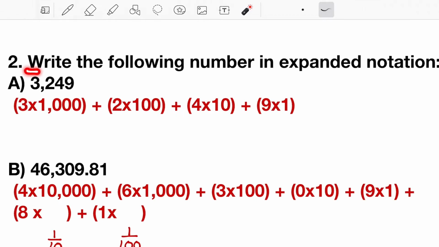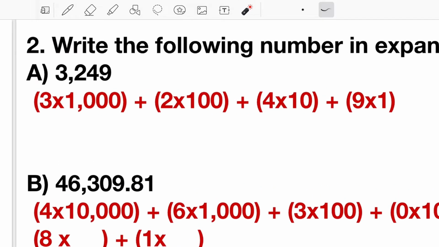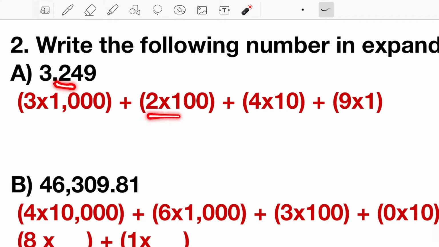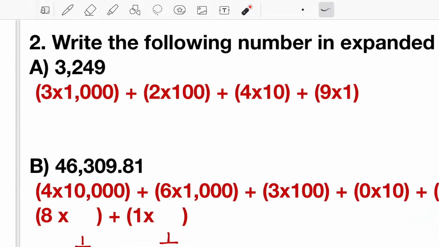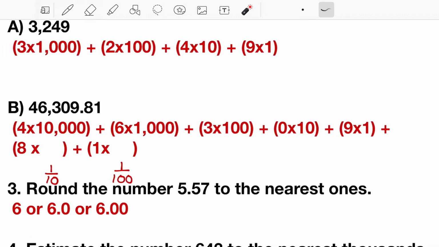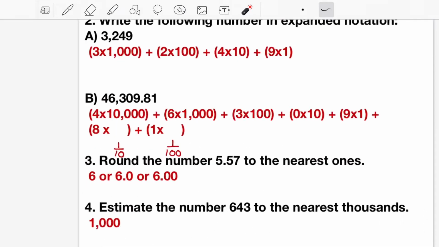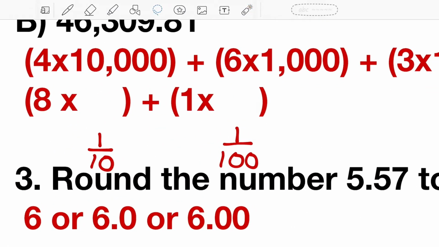So the 3 will be 3 by 1000, the 2 will be 2 by 100, the 4 will be 4 by 10, and the 9 will be 9 times 1. And of course we are adding these together. So let's just make a small shift here. This has been moved out of position.